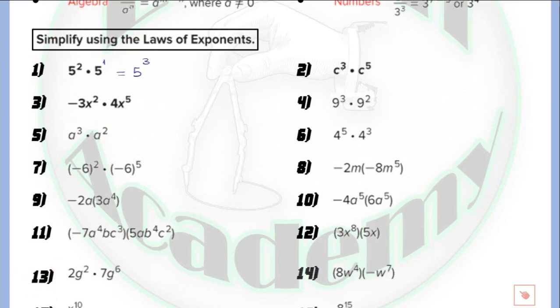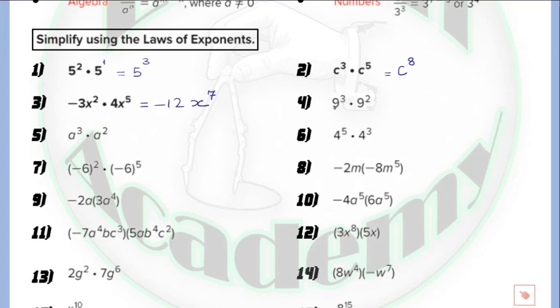In question number 2 we have c to the power 3 times c to the power 5. The two monomials have the same base, which is c, and we need to multiply, so we just add the power. The answer will be c to the power 8. In the same way, in question number 3, negative 3x to the power 2 times 4x to the power 5. We multiply the numbers together: negative 3 times 4 equals negative 12. x power 2 times x power 5 have the same base, so we rewrite x. 2 plus 5 equals 7. So the answer will be negative 12x to the power 7.